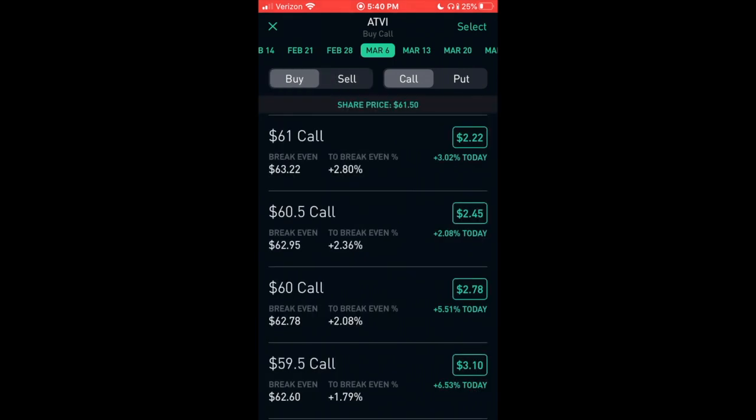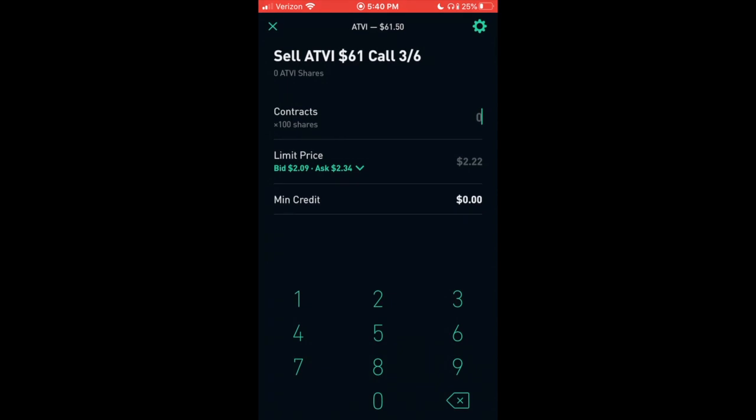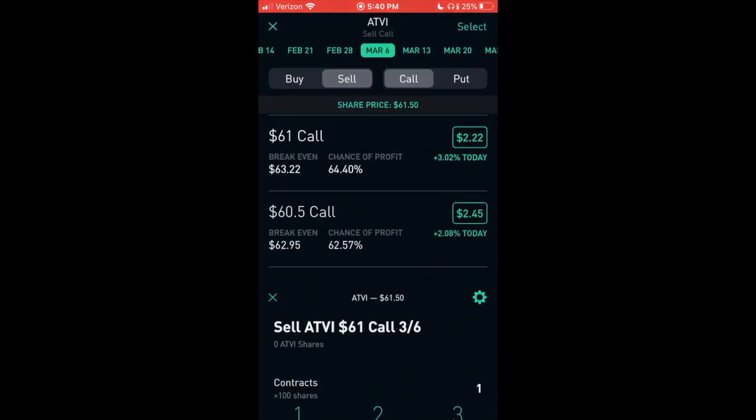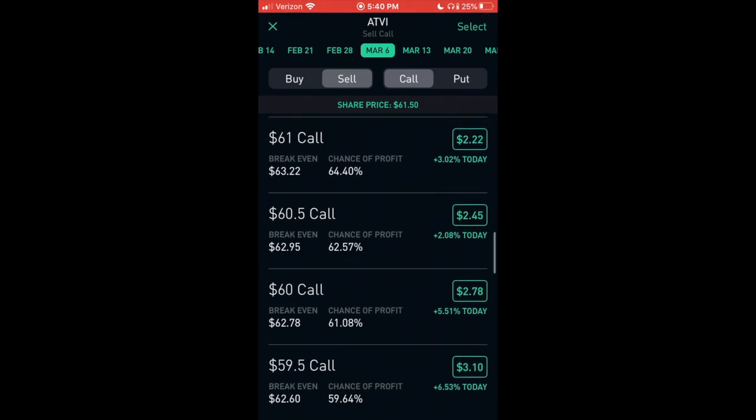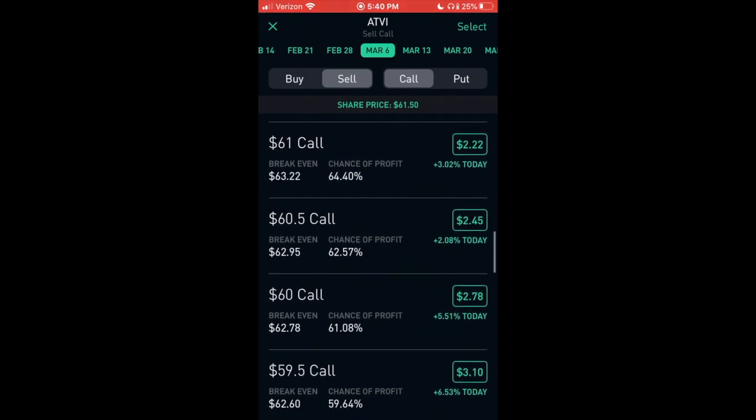So notice this is the same price for the $61 call option. Selling a call, it's still $2.22. You click on it, it's going to be $222 per contract. So if you have questions on that, message me, put in the comments. I'll go into that more in depth.